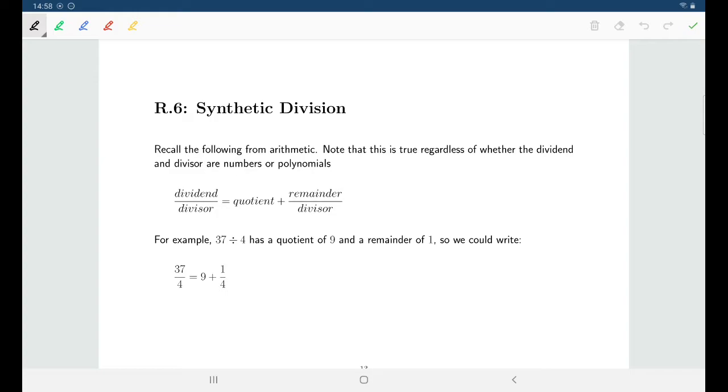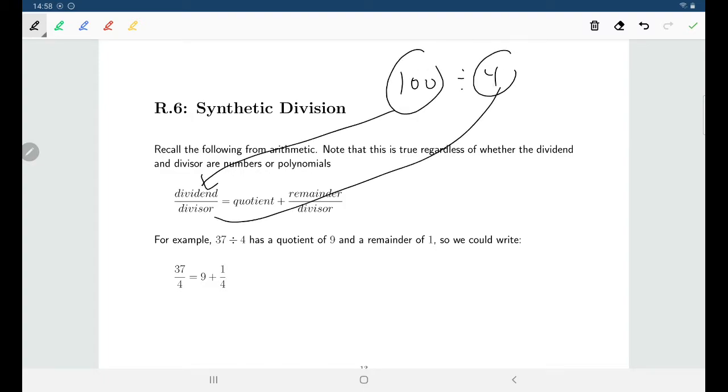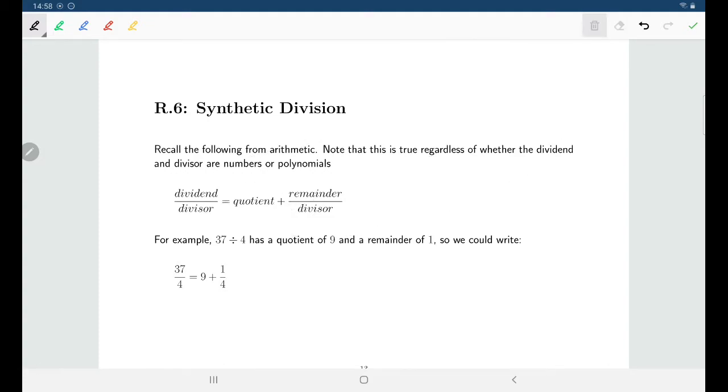So first off, just to remind ourselves of some definitions, the thing that you're dividing into, that's the dividend. The thing that you're dividing by, that's the divisor. So when I say, for example, 100 divided by 4, 100 is the dividend, and 4 is the divisor. And of course, the quotient is how many times that number goes in. So 4 goes into 100 25 times, so 25 would be the quotient.